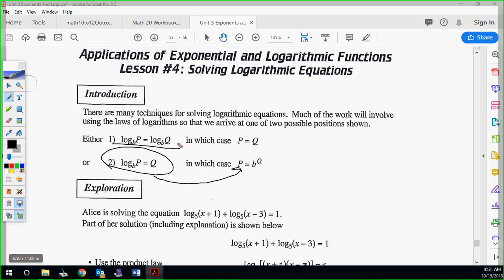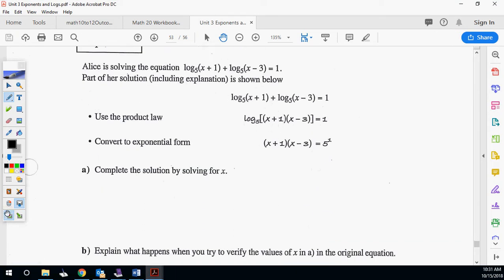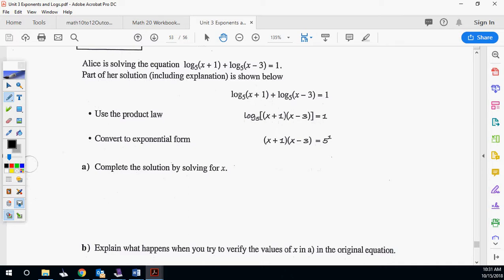All right. Exploration. Alice is solving the equation log base 5 of (x plus 1) plus log base 5 of (x minus 3) equals 1. Part of her solution, including explanation, is shown below. She used the product law and put those together. Then she said x plus 1 times x minus 3 equals 5 to the 1, so she converted to exponential.